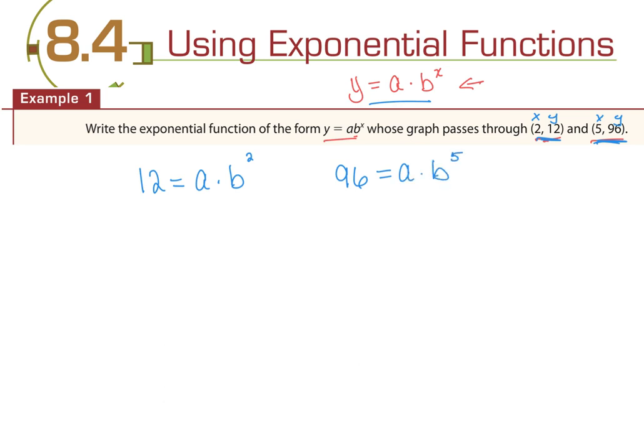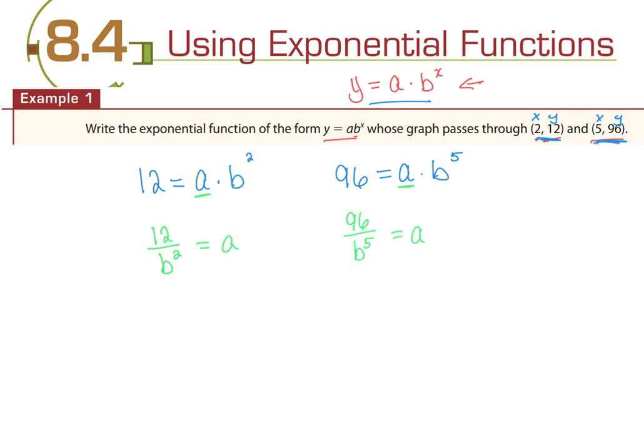Now, just like any time I have multiple equations with multiple variables, the first thing I want to do is see if I can maybe solve for one of the variables, get it by itself, so I can use substitution. And if you look, this a is going to be the easiest thing to get by itself. On this left equation, I will divide both sides by the b squared. That equals a. And on this right side, I'll divide both sides by the b to the 5th, which will also give me a.